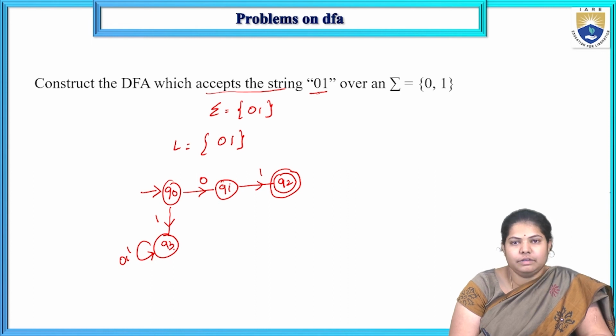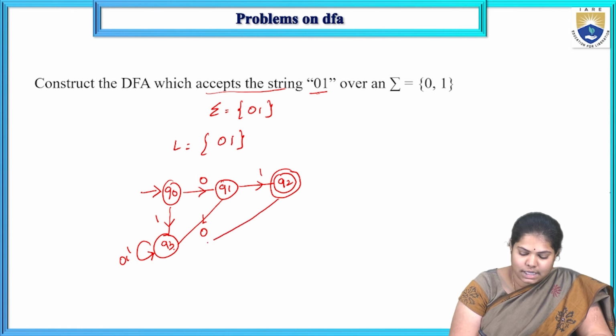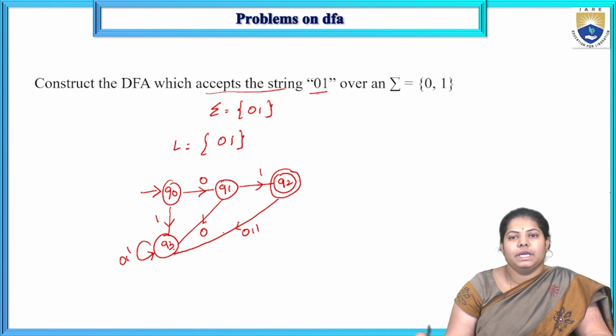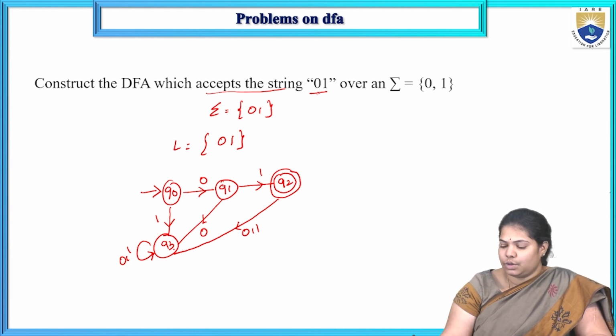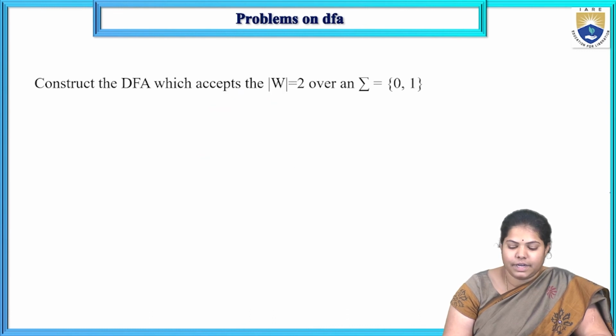Here also, in between 0 and 1, if I get any input symbol, I should reach the dead state. And after 0, 1, I should not contain any strings which contain 0 and 1. So I simply send it to the dead state. So this is how you need to draw the DFA diagram.